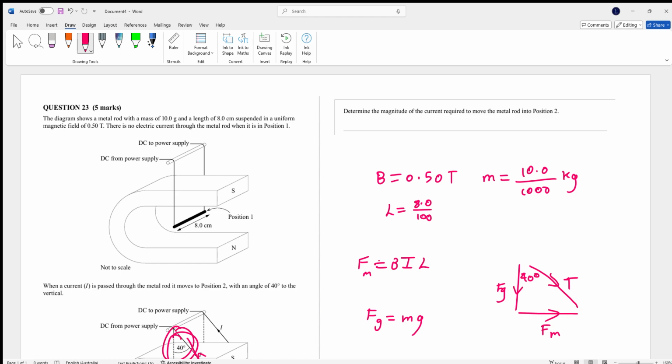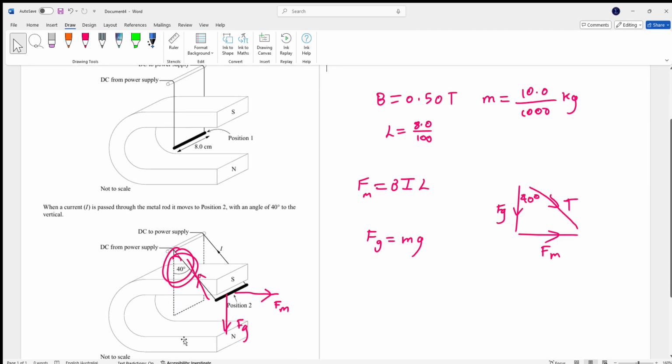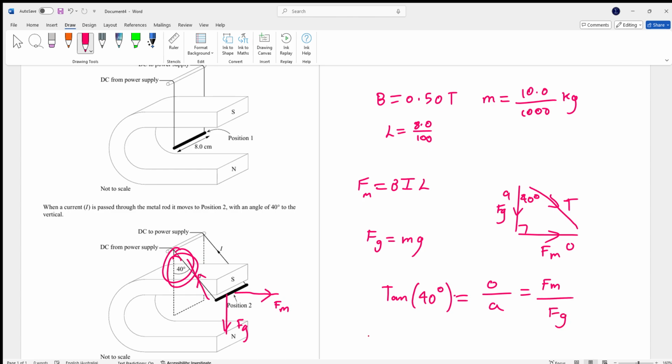Now, in this situation, we've got to somehow merge this stuff into one formula. You could use trigonometry here, because it is a vector setup. So here we can think, that's the opposite, that's the adjacent. So tan of 40 degrees is equal to the opposite over the adjacent, which is the magnetic force over the gravitational force. Now we can work out what tan of 40 is using our calculator. Make sure you are in degrees, not radians, like I am in.